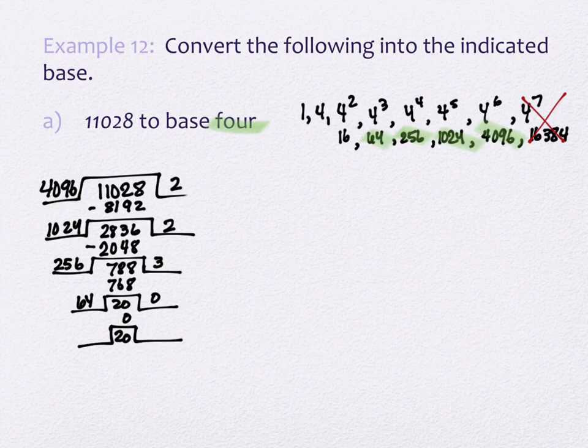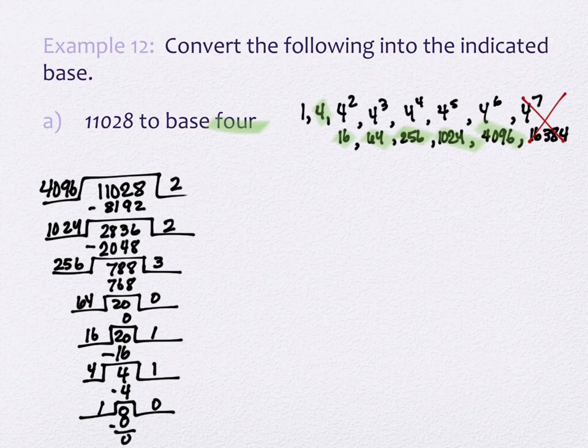After I've divided by 64, what will I divide by? 16. How many 16s are there in 20? There's 1. 1 times 16, 16. Subtract and I get 4. Now what will I divide by? The 4. How many 4s are there in 4? 1. Subtract and get a 0. And again, you might think you're done because you get 0, but you're not done until you divide by 1. So I divide by 1. Of course, it doesn't go into 0 any times. I'm still going to have the 0 at the end.